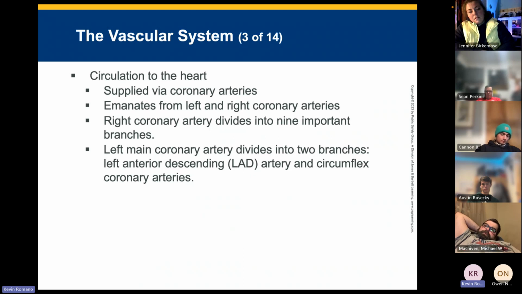The circulation of the heart is supplied by the coronary arteries, which emanate as the left and right coronary arteries. The right coronary artery divides into 9 important branches. The left main coronary artery is the largest and shortest of the myocardial blood vessels. This divides into 2 branches, the left anterior descending, or the LAD artery, and the circumflex coronary arteries.